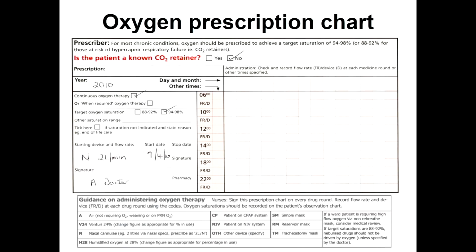You can see at the top of the chart it prompts us to ask the question, is the patient a CO2 retainer? So these are populations of patients who are at risk of developing hypercapnic respiratory failure, or elevated blood CO2, by virtue of receiving excessive or too much oxygen therapy. The four common patient populations we associate at risk of this are individuals with COPD, morbidly obese or a BMI greater than 35 or 40, people with severe chest wall deformity, and people who have neuromuscular disease.